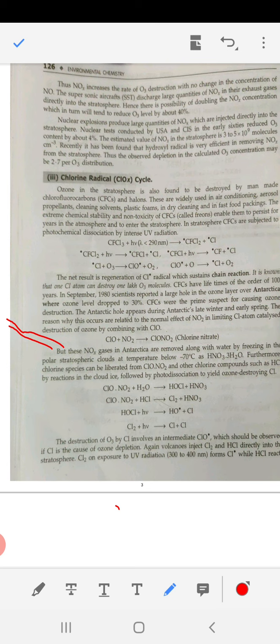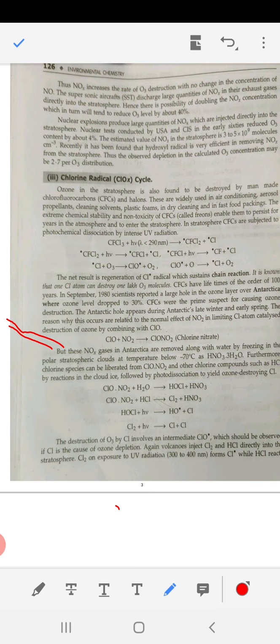In September 1980, scientists reported a large hole in the ozone layer over Antarctica where the ozone layer was depleted by 30%. CFCs were the prime suspect for causing ozone destruction. The Antarctic hole appears during Antarctic late winters and early spring. The reasons why this occurs are related to the normal effect of NO2 in the chlorine atom catalyzed destruction of ozone by combining with ClO. ClO reacts with NO2 and forms ClO-NO2, chlorine nitrate.